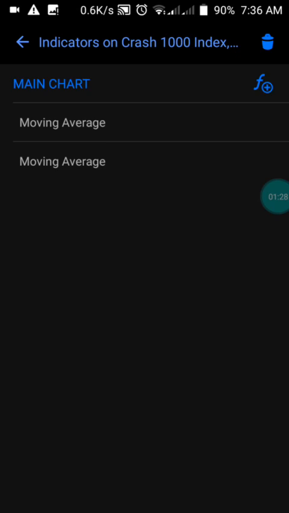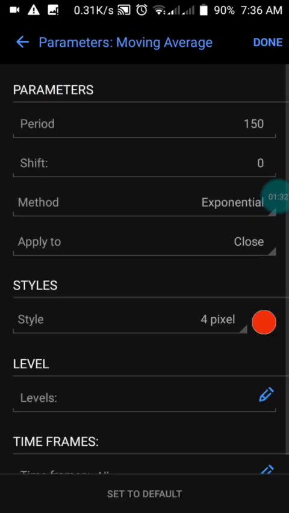Then you click another F button that is going to show you another moving average. On the period of 150, we have the shift of 0. We have the method to be exponential, we apply to close, and we have red as our color here. And then you press on done.